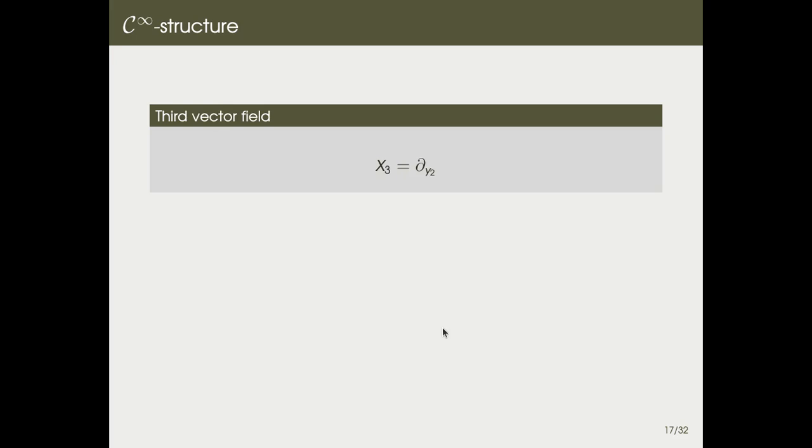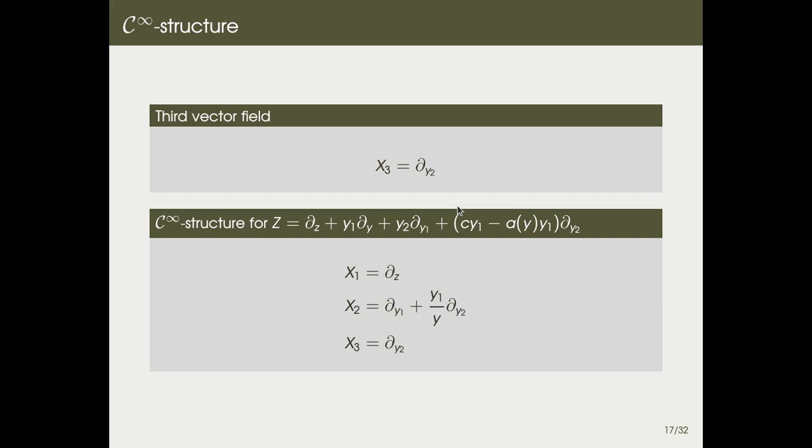Since we are working in R4, that is, we are in total dimension 4, we can choose any vector field that is linearly independent of the previous ones to complete this infinity structure, since these 4 vector fields will be trivially involutive. And so we choose, for example, ∂_y2, and we have our desired infinity structure. We have the vector field X encoding the ODE and these 3 vector fields, which by construction form an infinity structure.